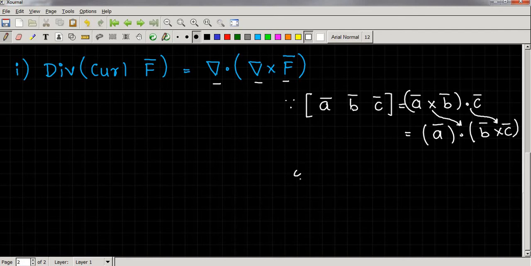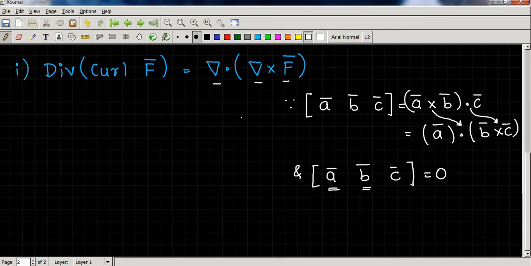But there is one property. Value of this box product of three vectors is equal to 0 if any two vectors are same. So here, in between these three vector quantities, we have one dot product and one cross product. But these two vectors are same. So this value is equal to 0. So we can remember this result. Divergence of curl of vector point function f bar is always equal to 0.